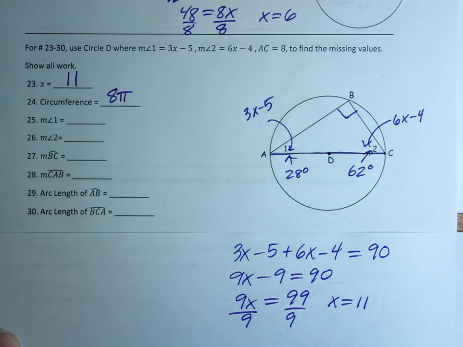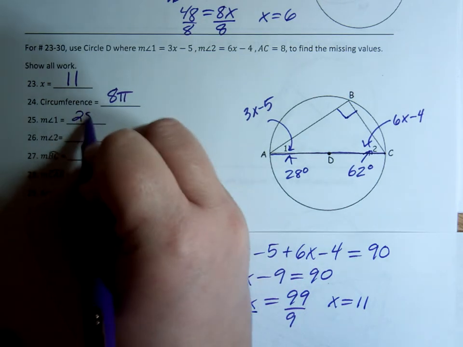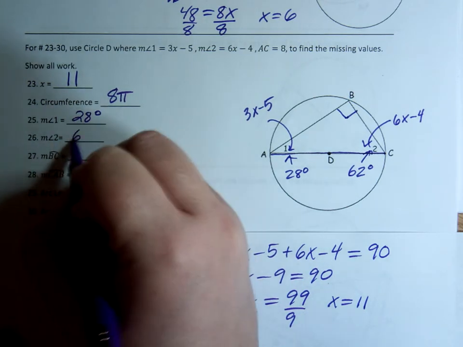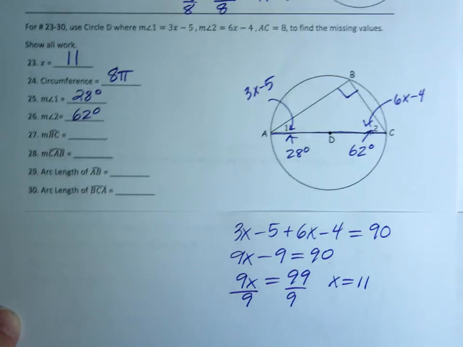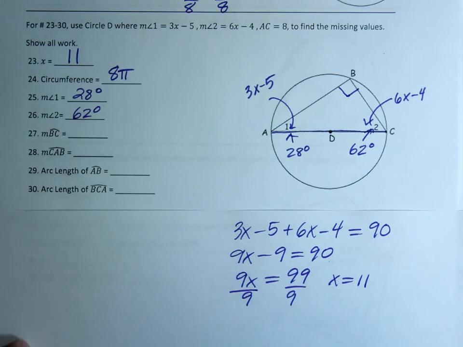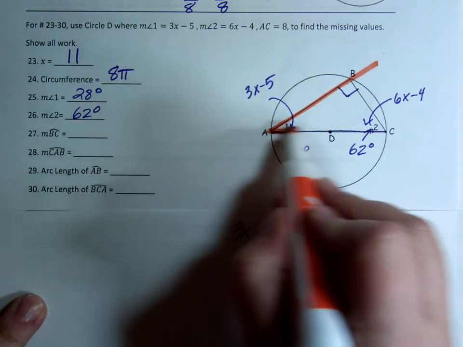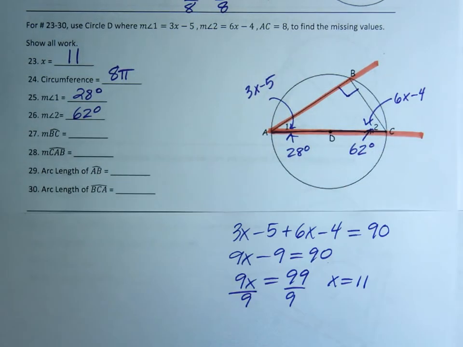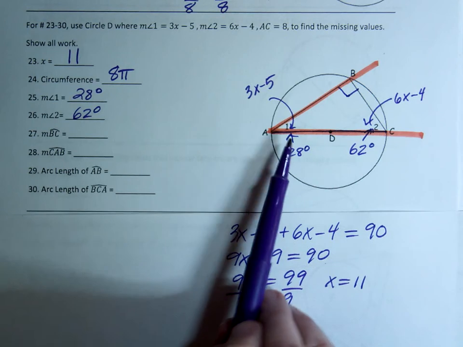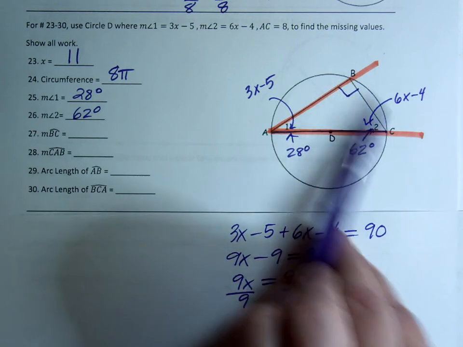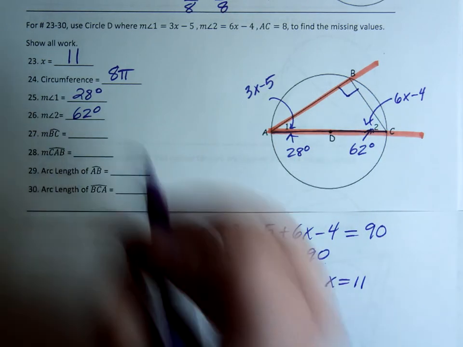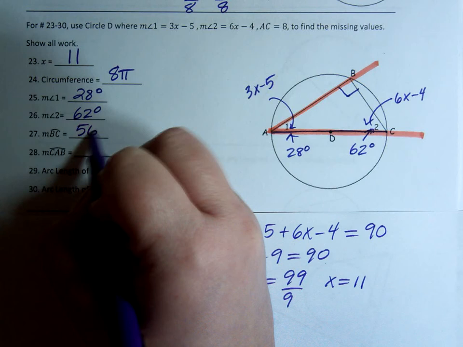Okay, angle 1, 28 degrees. Angle 2, 62 degrees. Measure of arc BC. Arc BC is intercepted by angle 1. So whatever angle 1 is, 28, is half of the measure of this arc. So 28 times 2 gives me 56.